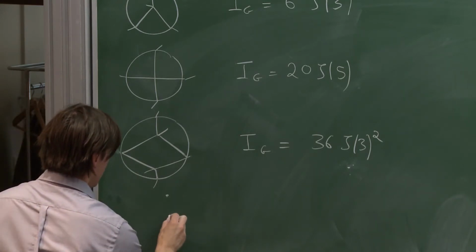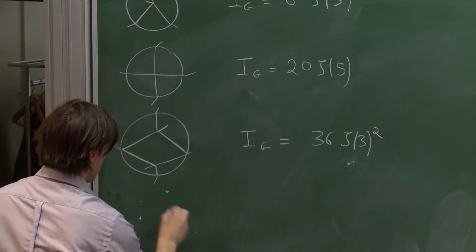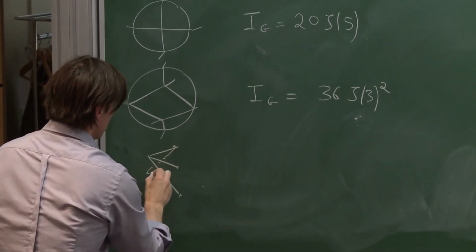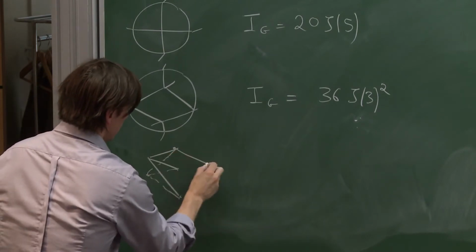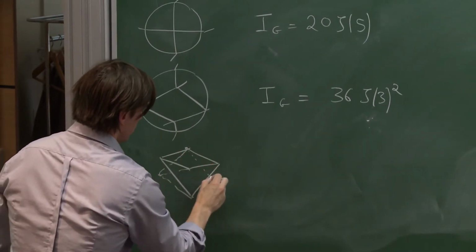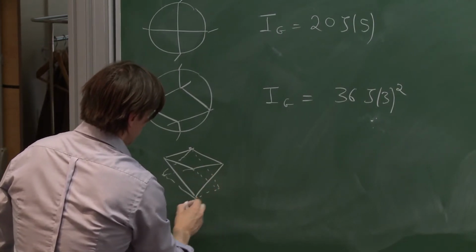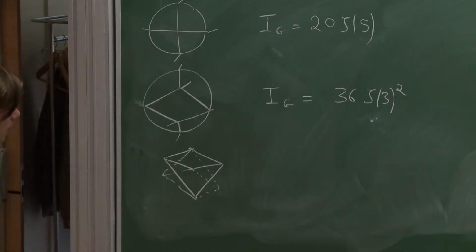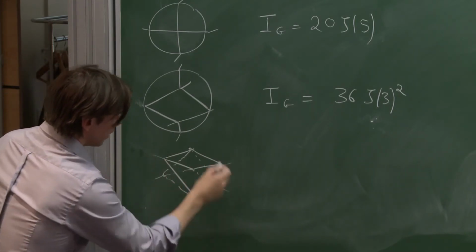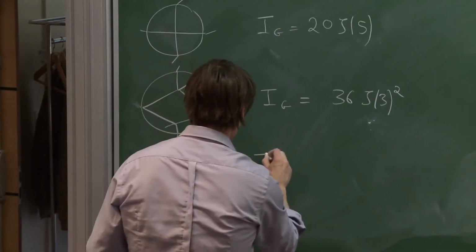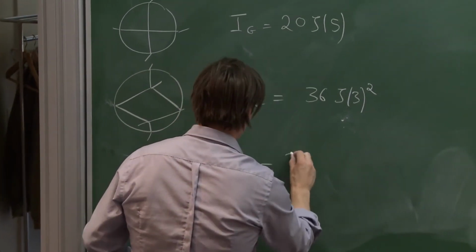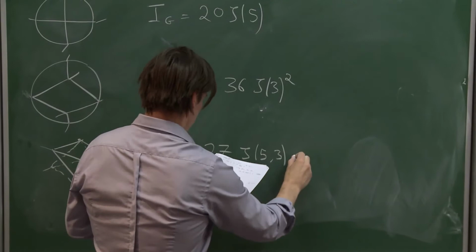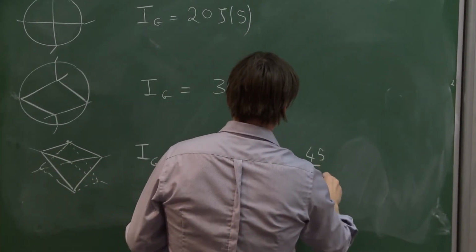And finally, this graph with 6 loops, which took many years to first compute numerically, which was done by Broadhurst and Kreimer. This with its external legs here, but it can now be done symbolically, because this is now known exactly, and it is 27 over 5 zeta 5, comma 3 plus 45 over 4.